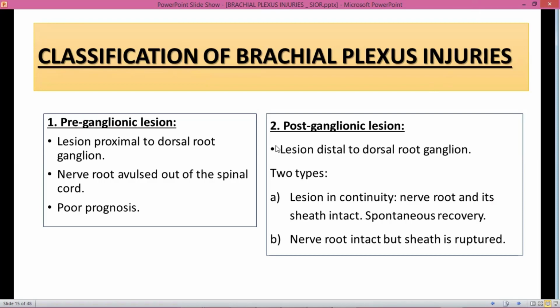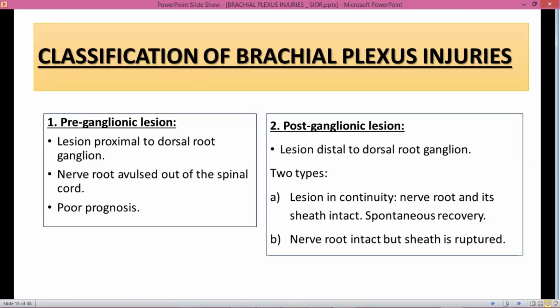Then, if there is a postganglionic lesion, the lesion is distal to the dorsal root ganglion. Further, it is divided into two types. First is the lesion in continuity. So, if the nerve root and its sheath are intact, then you expect a spontaneous recovery. But if the nerve root is intact, but the sheath is ruptured, you expect that the prognosis is not exactly poor, but yes, there is delayed recovery in such cases.